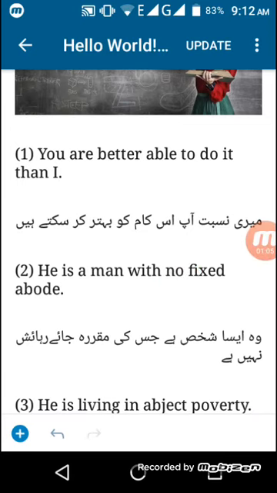Second one is he is a man with no fixed abode. He is a man with no fixed abode. And its meaning is वो ऐसा शख्स है जिसकी मुकर्ररा जाए रिहाइश नहीं है.